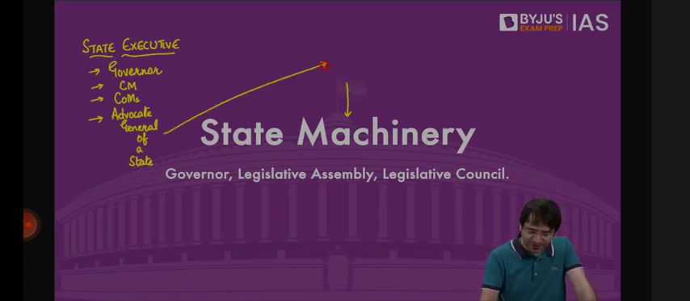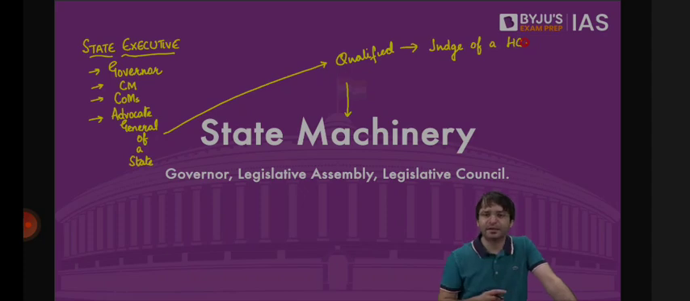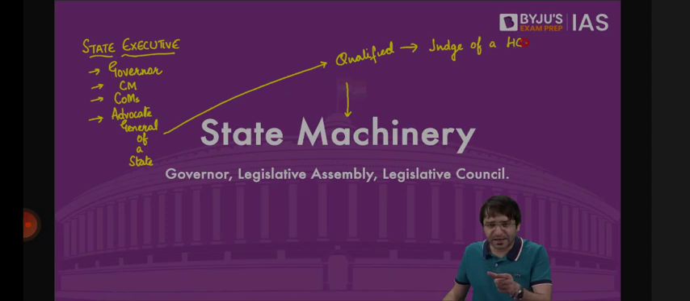For the advocate general of a state, a person, in order to be appointed as the advocate general, should be qualified to become the judge of a high court, not the Supreme Court, because advocate general is at the state level. Same functions as performed by attorney general at the center are performed by advocate general at the state. For example, if there is a case filed against the state government, who is going to represent the state government before the courts? That individual is the advocate general of a state.